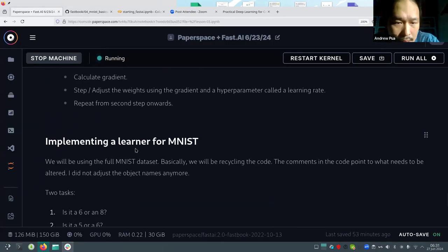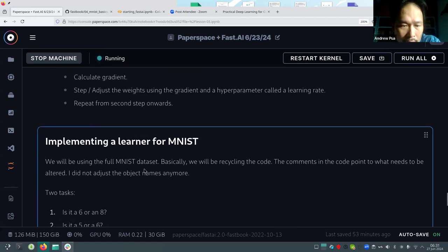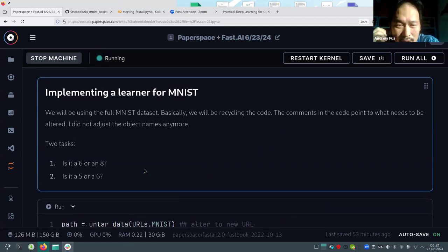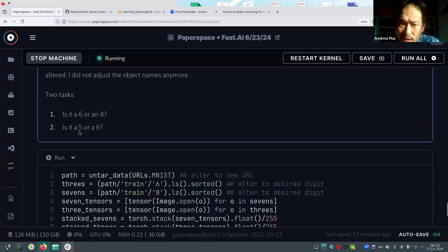And then the remaining part: I also tried to repeat the process for doing this, is it a 3 or 7, but this time using the full data set. So you basically go through the same workflow as before, and you could try two different tasks. For example, is it a 6 or an 8? If you try this, the defaults that you see in the notebook will not work very well, as far as I remember. You have to adjust the learning rate a bit, and then you'll do very well. But if you try that same set of tricks for 5 or 6, I was only able to get about 50% accuracy, I think. And as the epochs pass by, the accuracy is getting smaller and smaller.